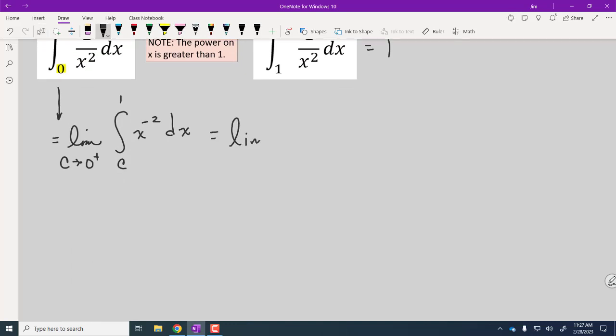And then we do what we've done already today. We integrate that function, add 1 to the exponent, divide by the new exponent. Once again, we get negative 1 over x. This will go from c to 1. So we'll have minus 1 over c, plus 1, as c goes to 0 from the right. Super important that that's one-sided.